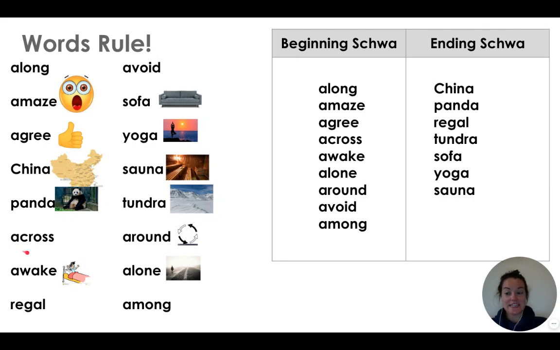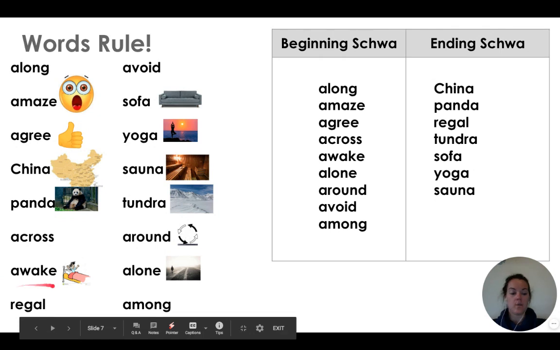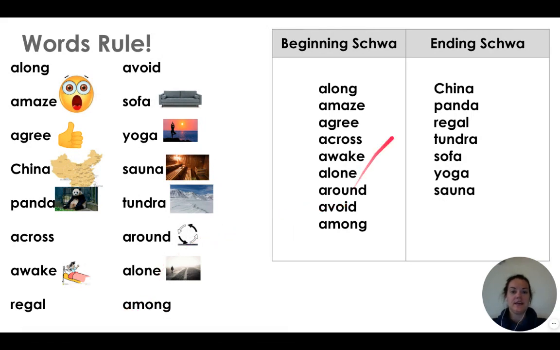Good. I see that the A is at the beginning of the word, so I know the beginning of the word is going to start with a. So I'd go across, around, awake, alone, a rig, among at the beginning. So here's the two. You see how these are all at the beginning and these are all at the end.